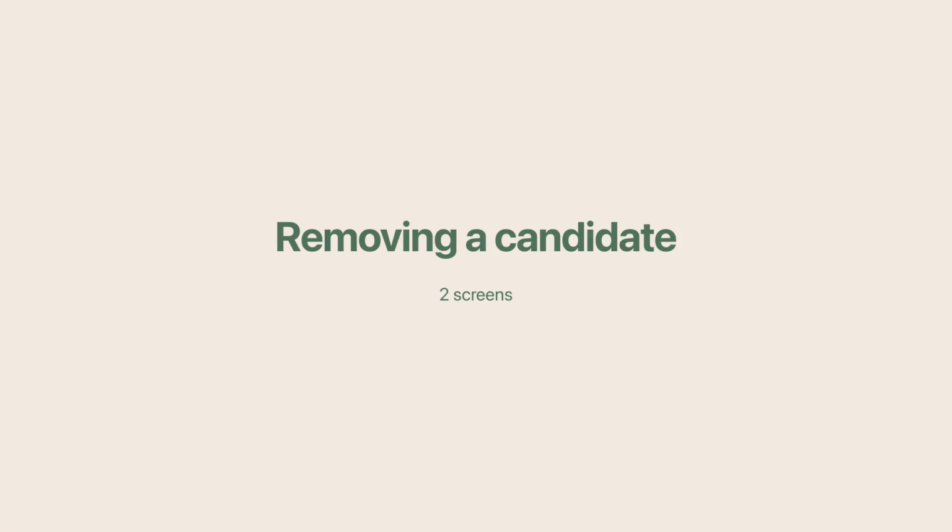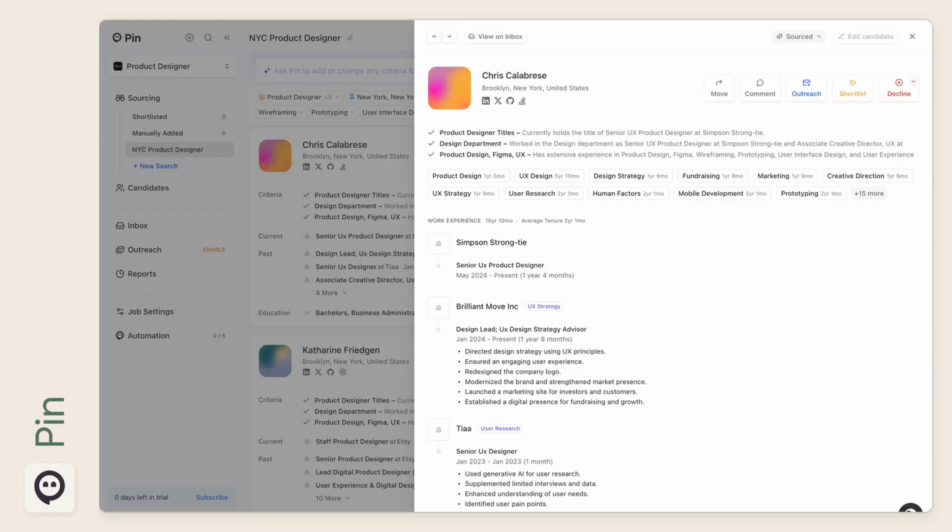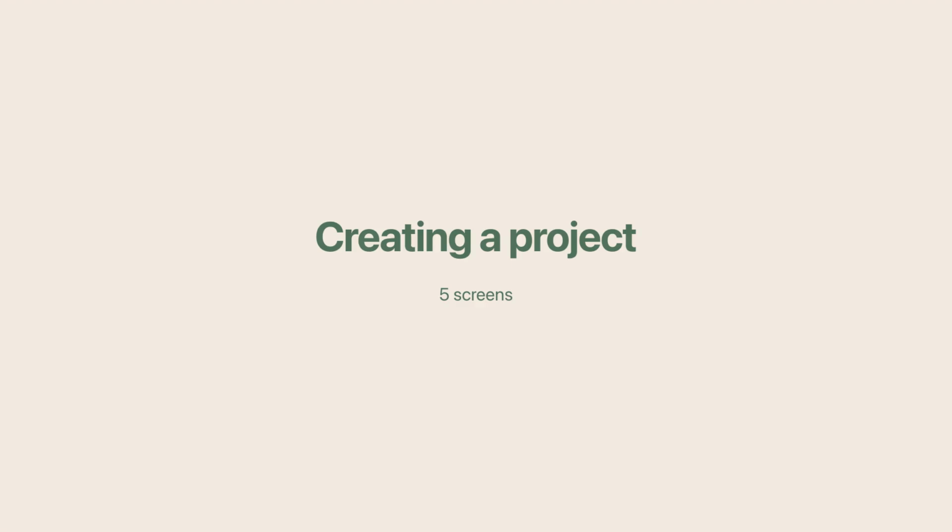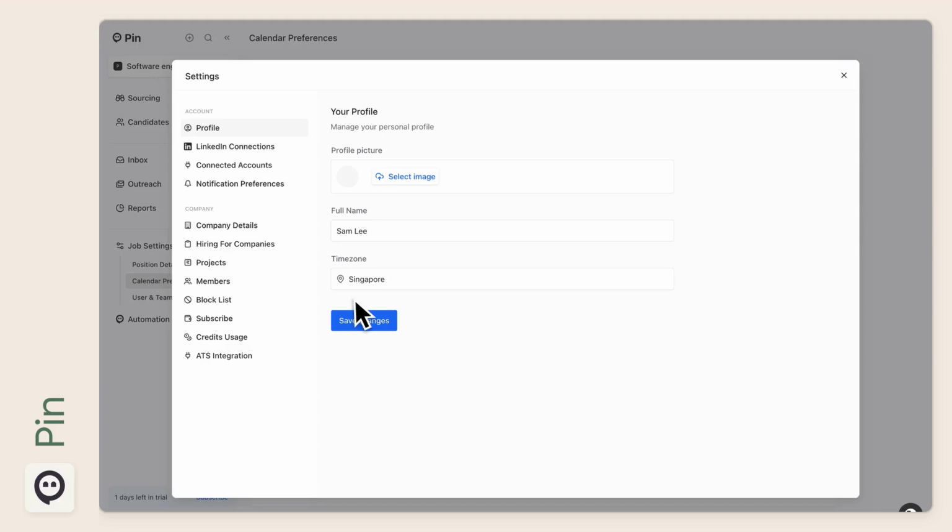The next feature we'll cover is removing a candidate. Shortlist a candidate easily, now marked as a top candidate. In the next section, we'll explore how creating a project works. Start by navigating to Projects and Settings.